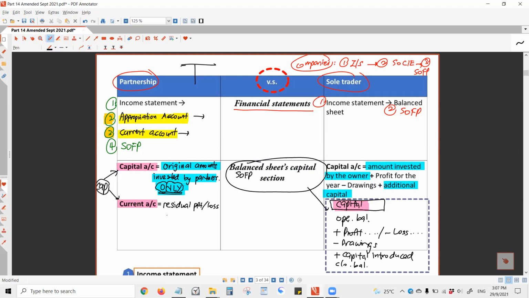So instead of showing profit together with the capital, that means instead of adding the profit into the capital account, you show it separately in the current account. Residual profit or loss, and then drawings also appear here. Interest on drawings also appears here.